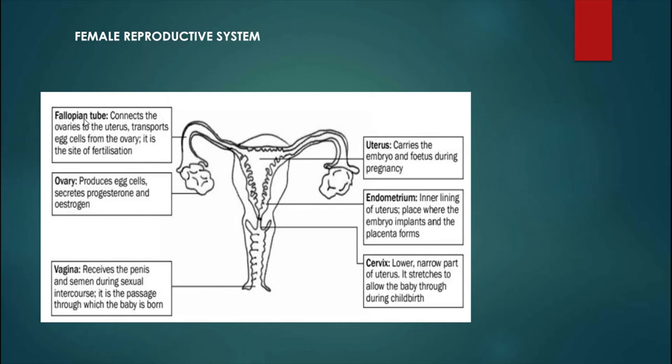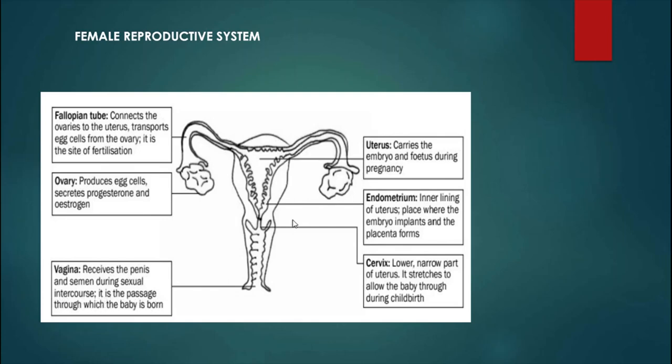You'll be asked this question in your biological terms. We have the ovary, which produces egg cells and secretes progesterone and estrogen. Now let's look at the vagina. It receives the penis and semen during sexual intercourse. It is the passage through which the baby is born.